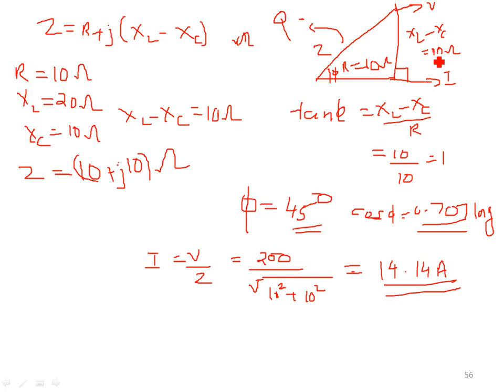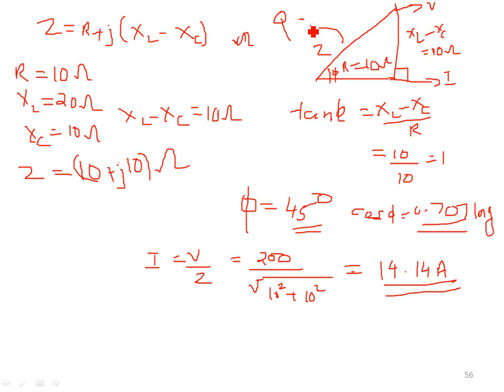Then, what is tan phi? Tan phi is vertical by horizontal. What is vertical? 10 ohm, by horizontal, 10 ohm. That is XL minus XC whole divided by R. 10 by 10 is 1. From there, we will get phi as 45 degrees. Therefore, power factor is 0.707. Now, how to check whether it is lagging or leading? Voltage will be in phase with impedance Z. Current will be in phase with resistance R.